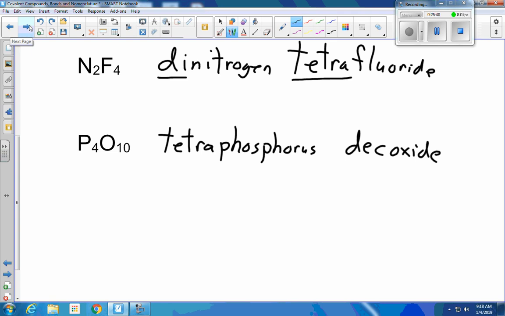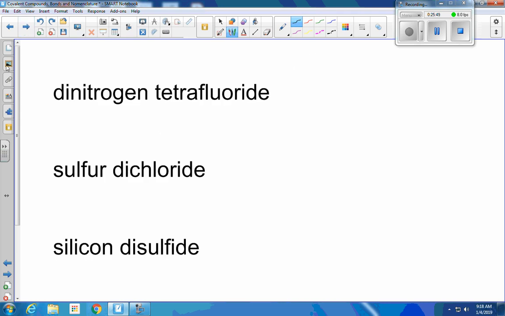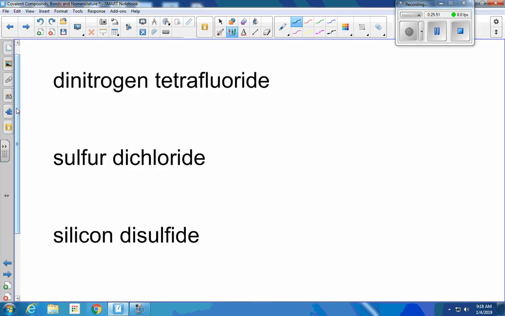Now, the next part, I think, is writing formulas. Writing formulas is very easy. Now, let's take a look here. Here, dinitrogen. So how many nitrogens do I have? 2. That's N2. Tetrafluoride. So how many fluorides? 4. Very easy, right? Now your prefixes, you don't have any trouble.